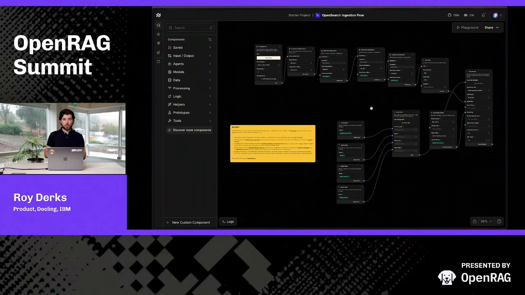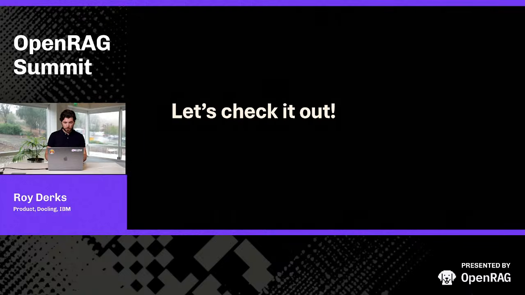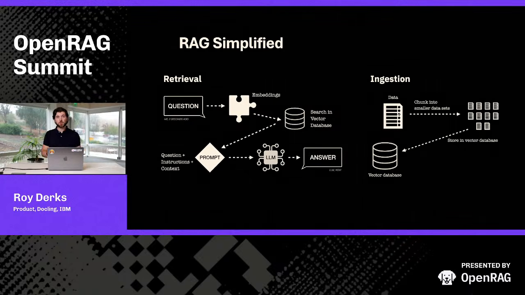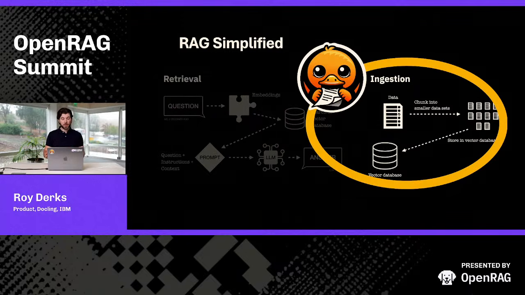So we just saw OpenRAG. A part of a RAG pipeline, of course, is ingestion. And I'm actually going to go back here real quick. If you think about RAG, it's two pieces. Basically, it's retrieval and ingestion. The part that Docling can help you with is the ingestion part. So I'm going to show you an ingestion flow that's being used in OpenRAG today. And then we're going to highlight how Docling is powering this ingestion flow by parsing documents.